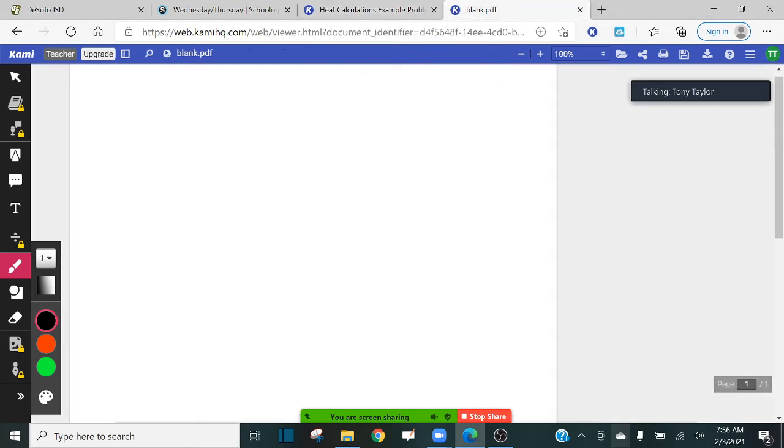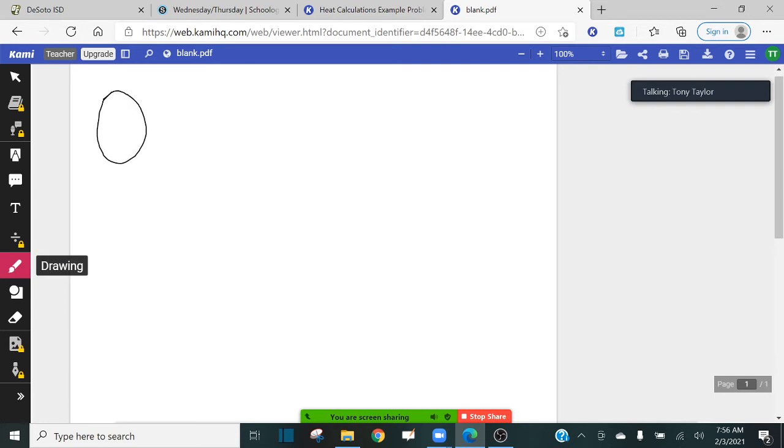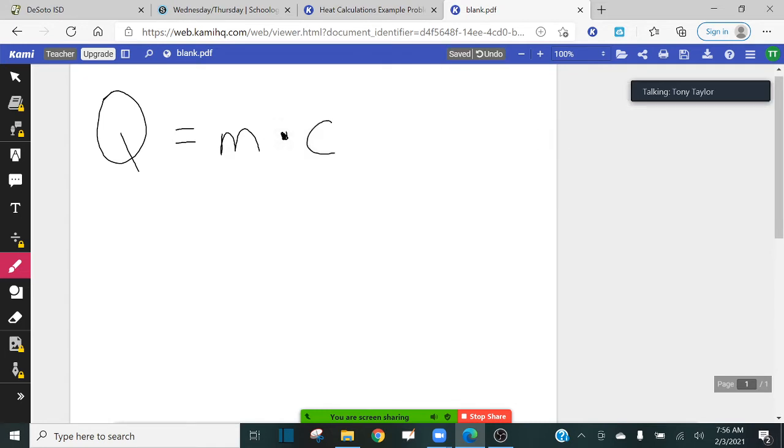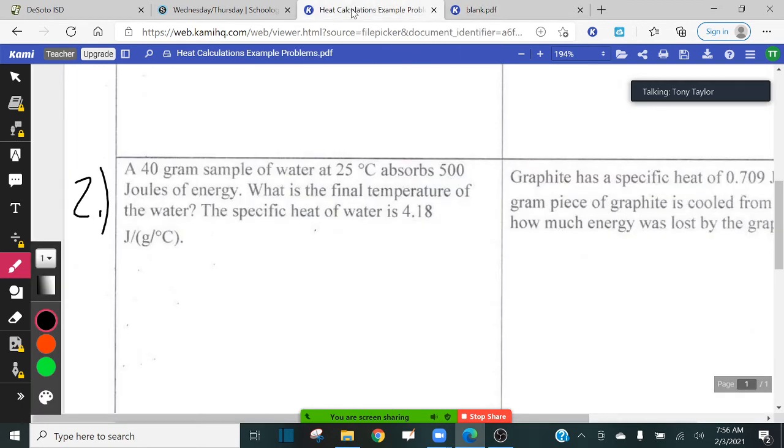So let me write down my equation. Okay. So remember, our equation is Q, the heat energy going into a substance, is equal to the mass of the substance times the specific heat of the substance times the change in temperature. Where it's understood, change in temperature is the final temperature minus the initial temperature. Okay. So guys, in number 2, we're trying to solve for the final temperature. And this is going to involve some algebra. So let's plug everything in.